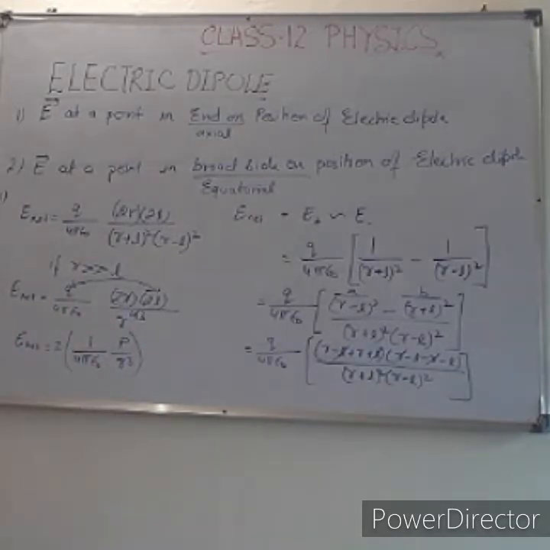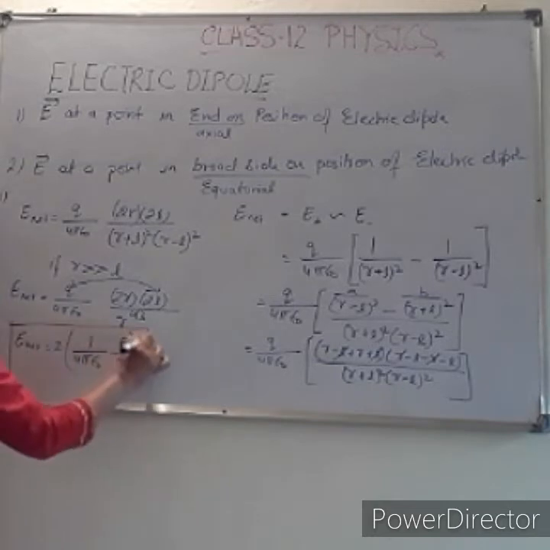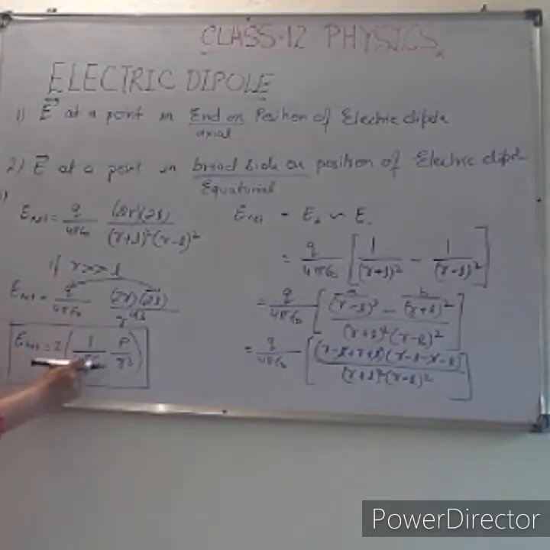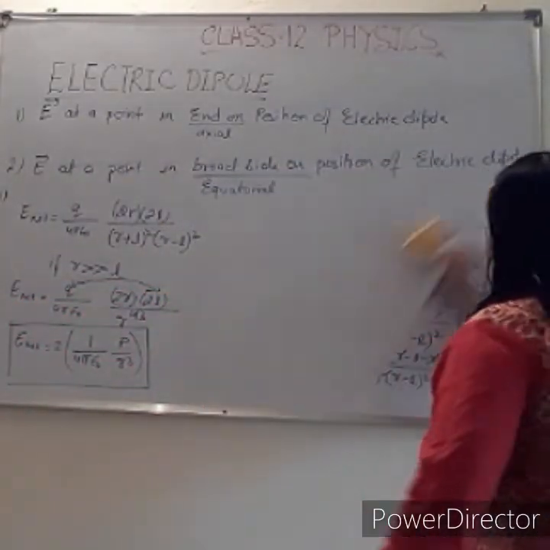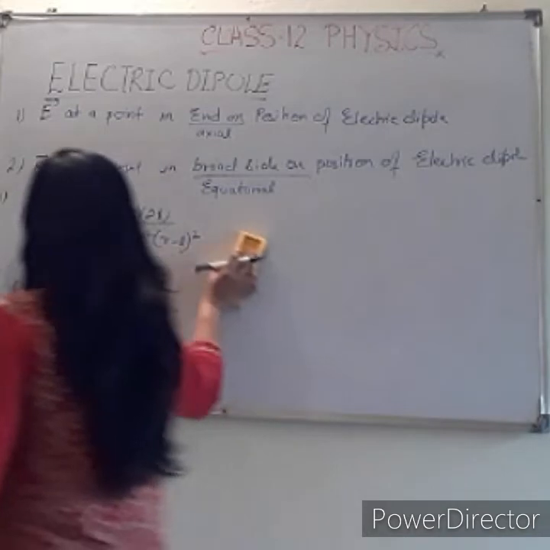Okay. So what is the net electric field? Net electric field is equal to 1 over 4 pi epsilon naught P over R cube twice. This is the value of net electric field. Or you can learn this term as 1 over 4 pi epsilon naught 2P over R cube. This is the net electric field at a point due to axial position of electric dipole. Okay. Remember this term. Now, come to the next term.